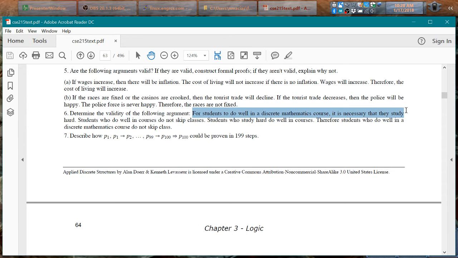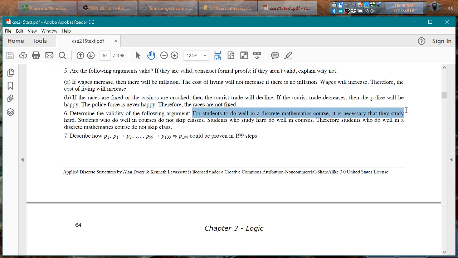Students who do well in courses do not skip classes. So let K be the proposition they skip classes. We know if W then S, and then it says students who do well in the courses do not skip classes.